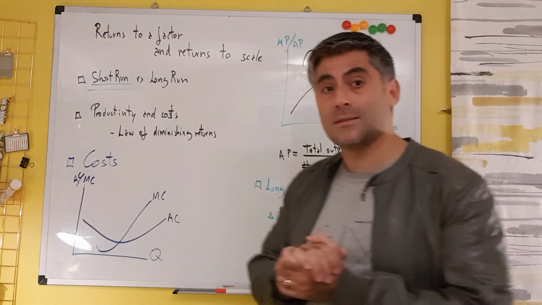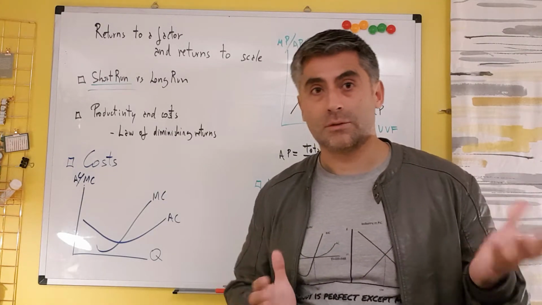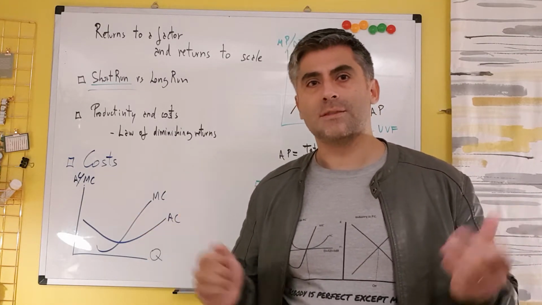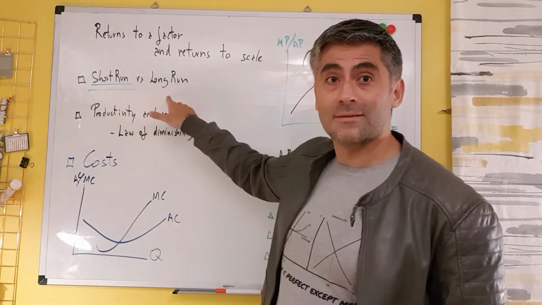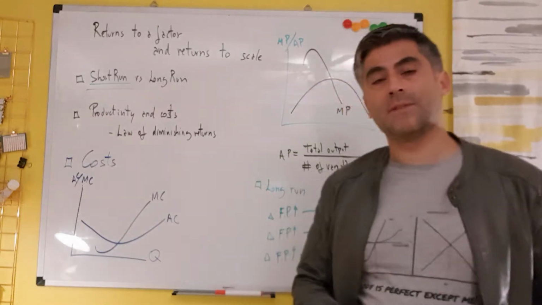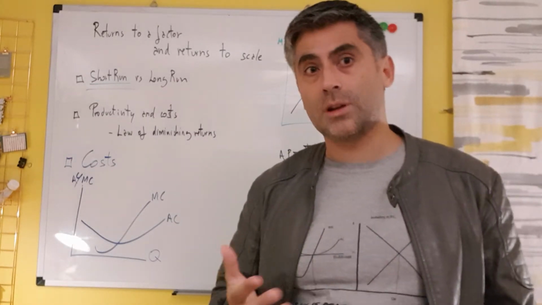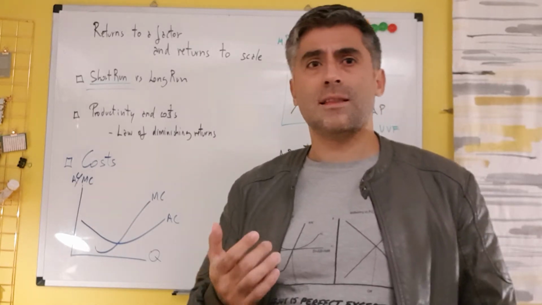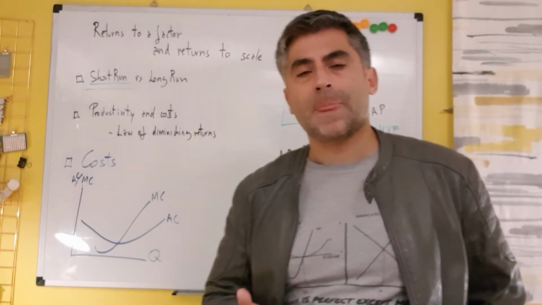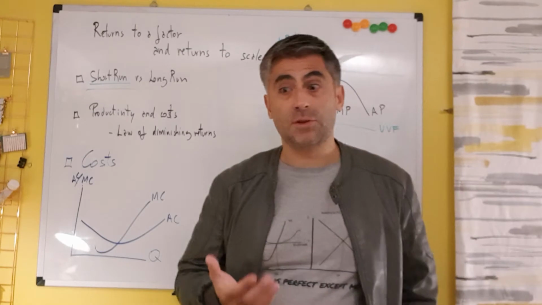Number one is there's two areas to returns to a factor and returns to scale, and that is the short run and the long run. So the short run is when we have at least one factor of production which is fixed. Our factors of production are land, labor, capital, and enterprise. So a fixed factor of production could be machinery.